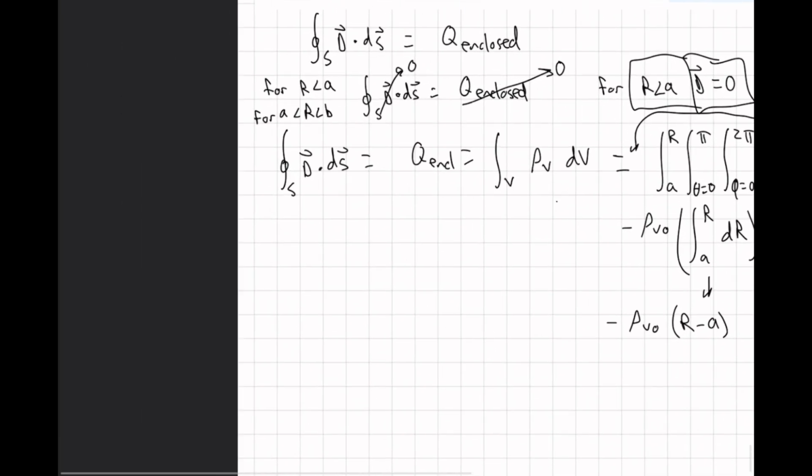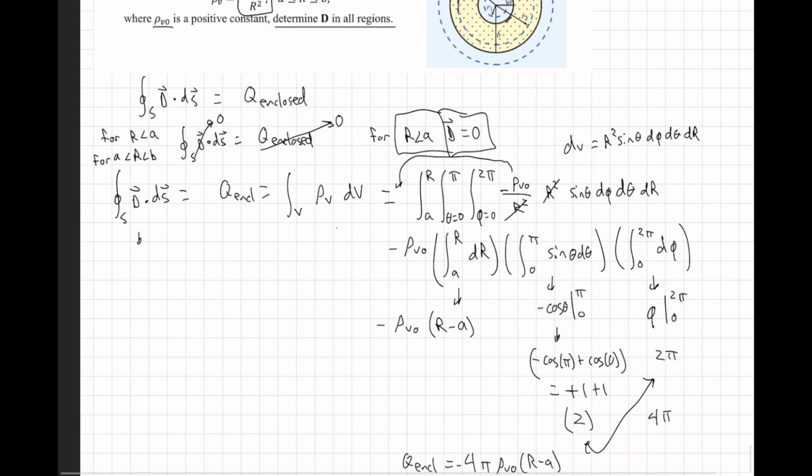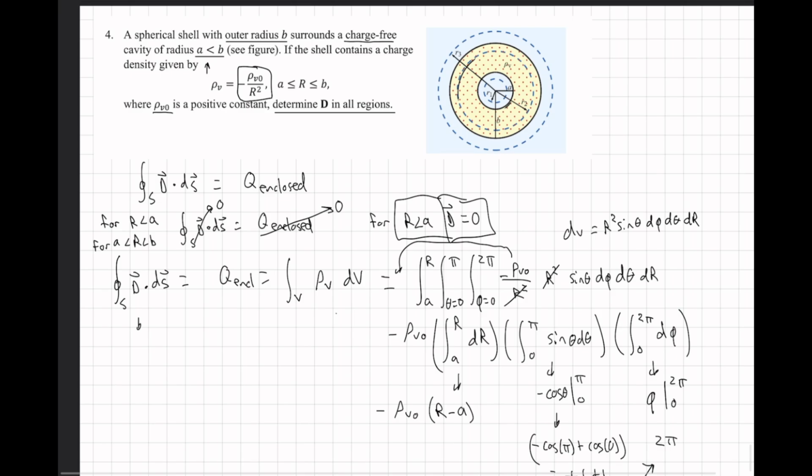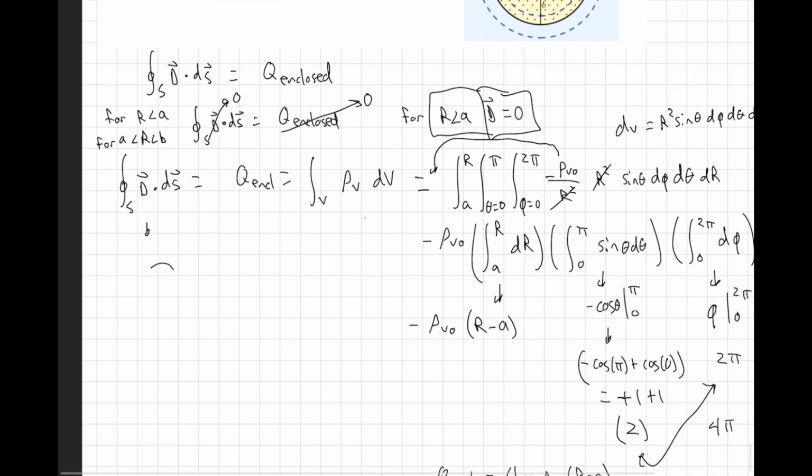Now let's talk about the surface integral over here, D dotted with dS. Something we know about this is that our charge density is only dependent on r. We know that our electric field is going to be pointing radially outwards, so we're going to have some good symmetry there. So let's go ahead and draw out our Gaussian surface. It's going to be a sphere with radius r, and now again we're doing r greater than a but less than b.